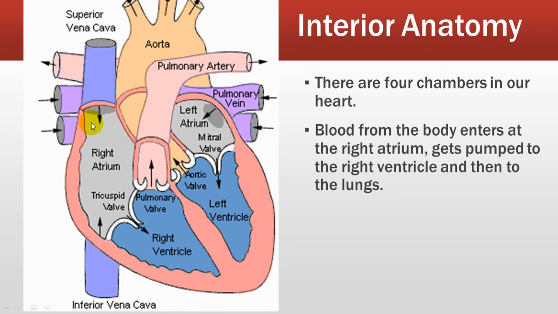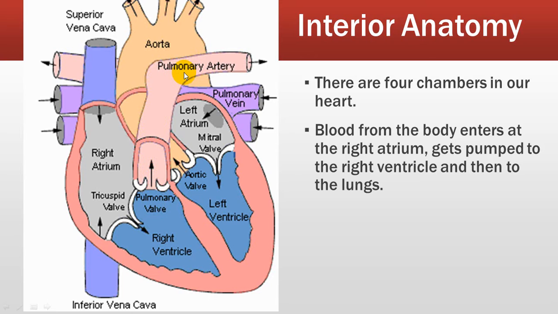Okay, so the blood comes from the right atrium, pushed into the right ventricle. That tricuspid valve slaps shut. It has 3 little parts to it. That's why it's called tricuspid. Then the pump pushes it up through the pulmonary valve into the pulmonary artery.